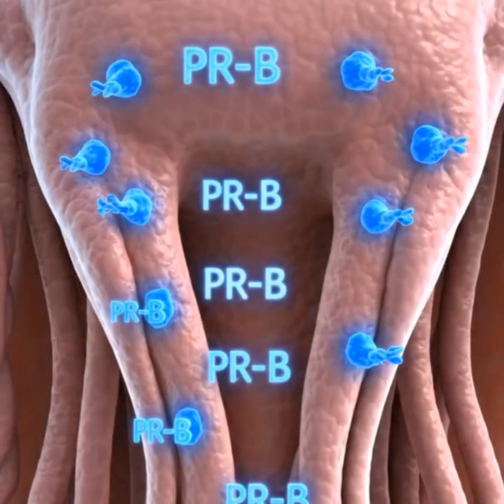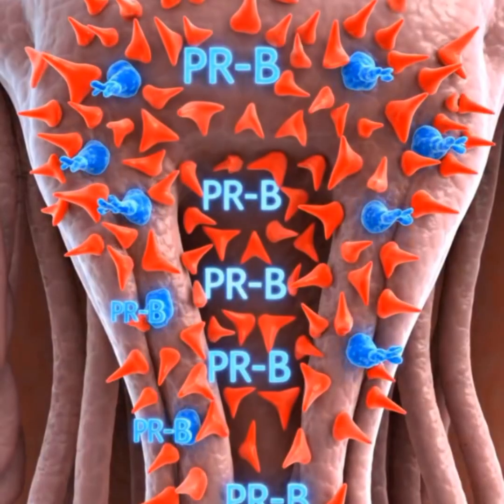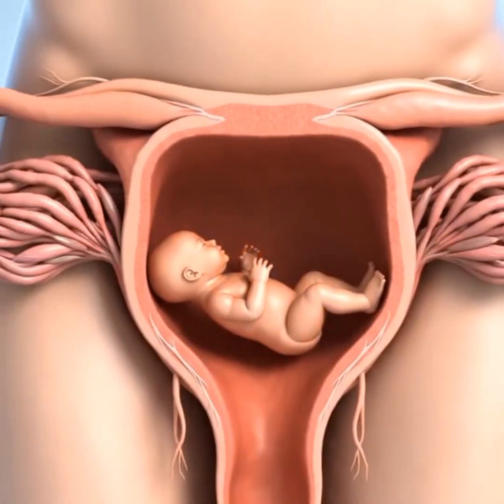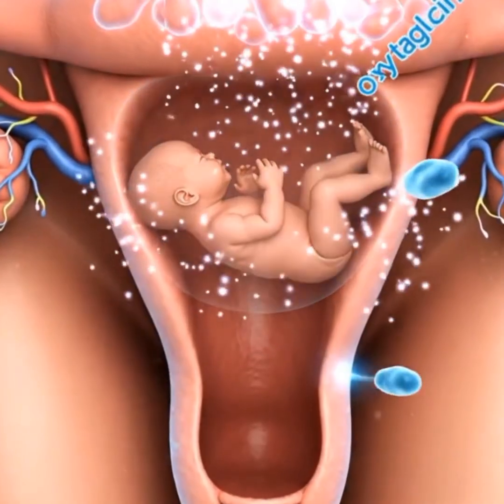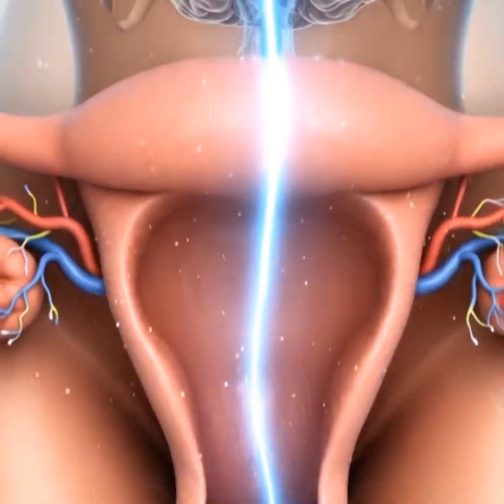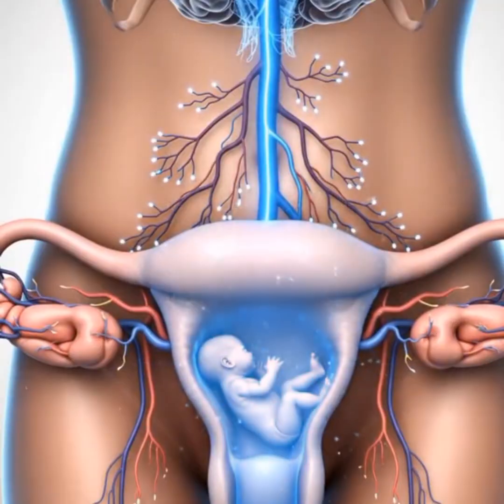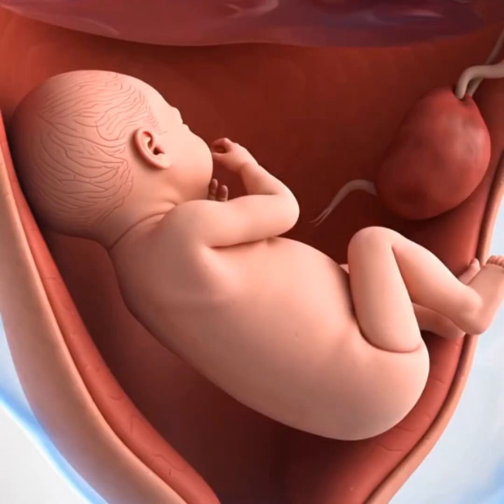The transition begins as PRB receptors diminish, replaced by inhibitory PRA receptors. This shift enables the uterus to become responsive. Simultaneously, rising estrogen levels increase myometrial sensitivity to oxytocin and prostaglandins.